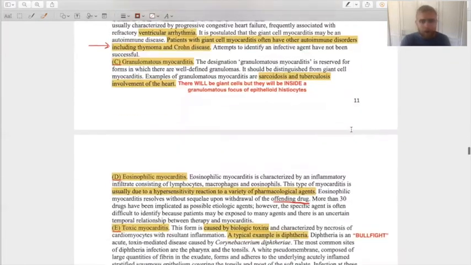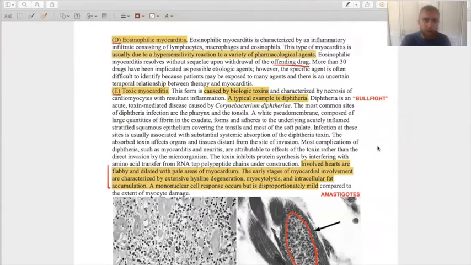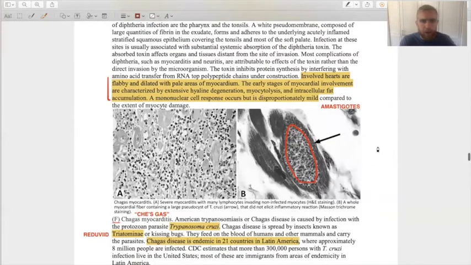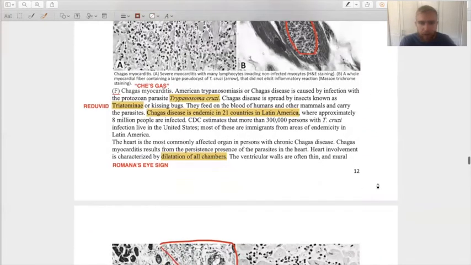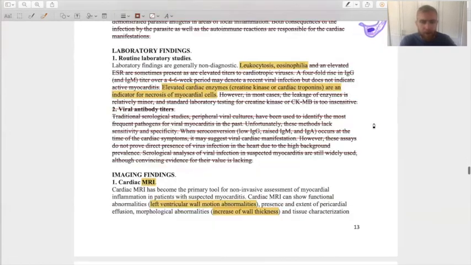And then there are a lot of different types that they kind of all look important. There's a lot of real estate dedicated to them here in the text, but really you've got to know lymphocytic and eosinophilic. And Chagas, finally, that's so unique that you ought to be able to spot that from a mile away.